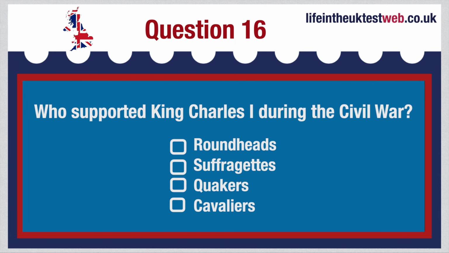Who supported King Charles I during the Civil War? Roundheads, Suffragettes, Quakers, or Cavaliers? The correct answer is during the Civil War between the King and Parliament, the country split into those who supported the King, the Cavaliers, and those who supported Parliament, the Roundheads.